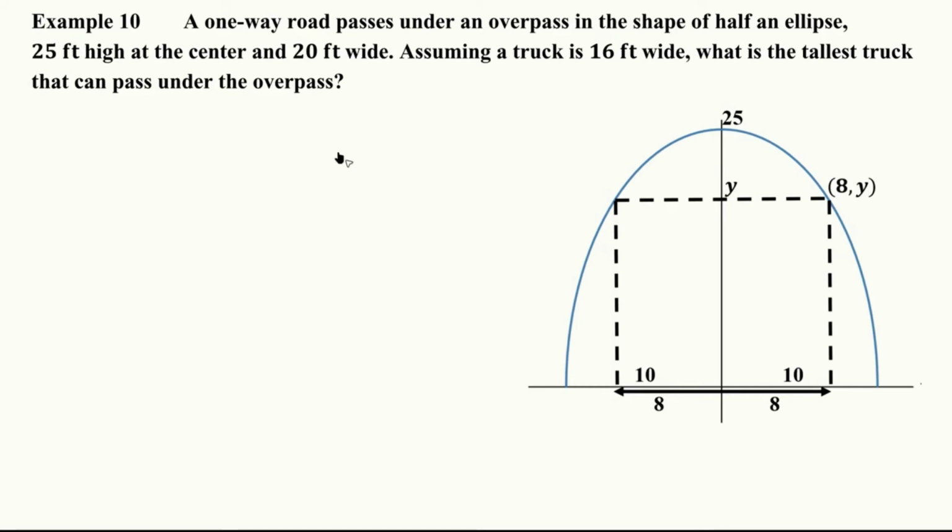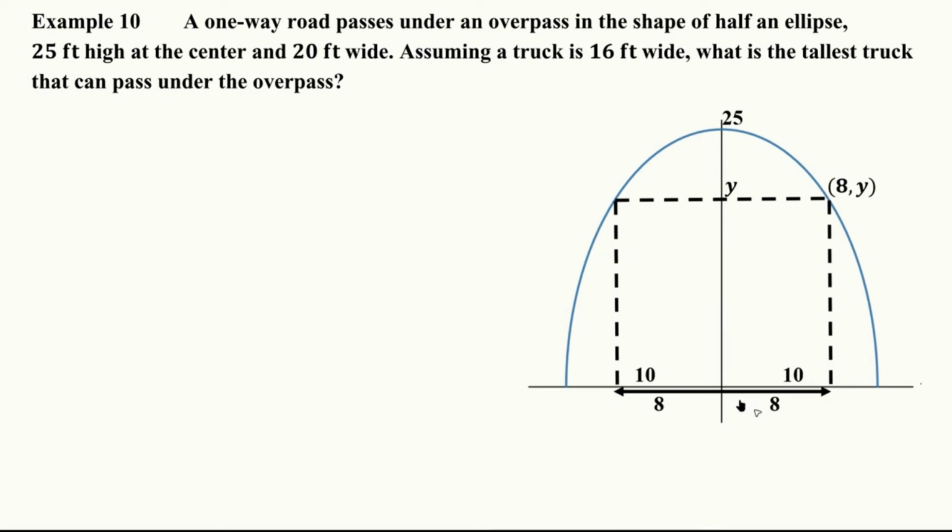Next, we're going to take a look at a couple of applications of ellipses. In this problem, we're looking at a one-way road that passes under an overpass in the shape of half an ellipse, as depicted here. It's 25 feet high at its center and 20 feet wide. So that means this piece from here to here and the piece from here to here each are 10 feet. And we want to see if we have a 16-foot wide truck, so depicted here, what is the tallest such truck that can pass under the overpass?